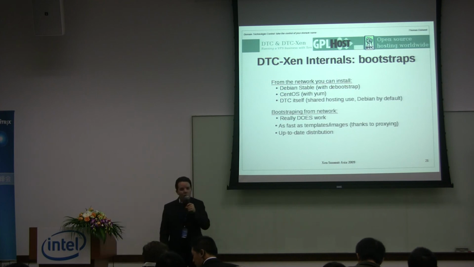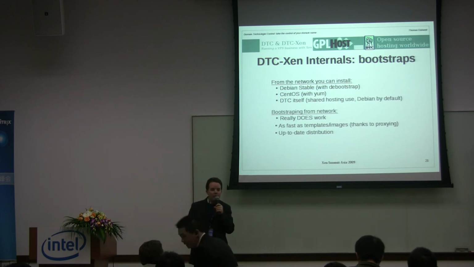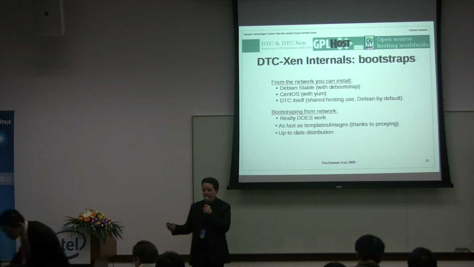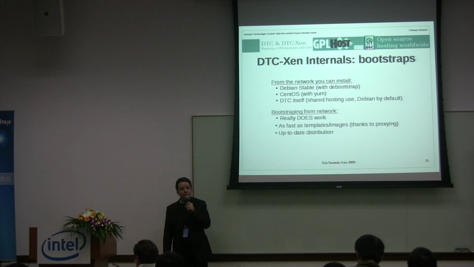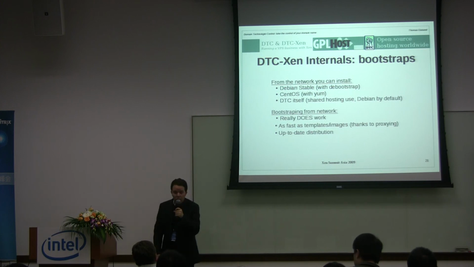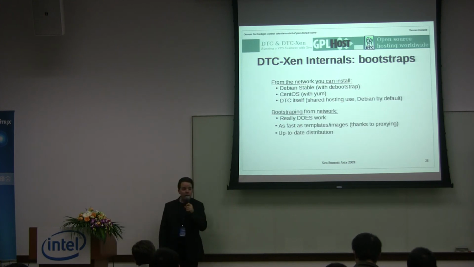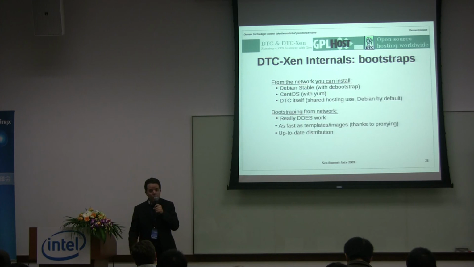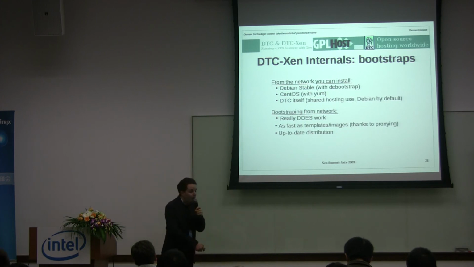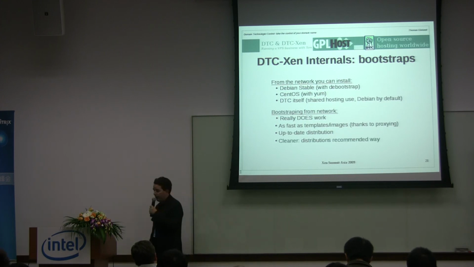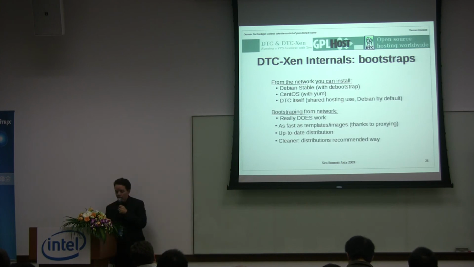And like an image is always being too old. Like every 3 months you would have to remake your images. That's not viable. When you pull from the network using Yum or debootstrap, then you always get an up-to-date distribution, and you leave the work of having an up-to-date distribution to the guys that are writing the distribution itself. And it's as well cleaner.